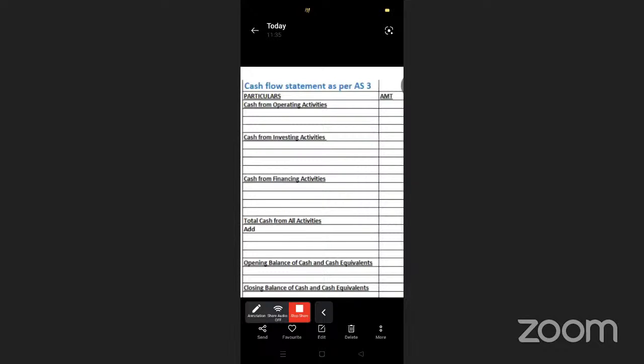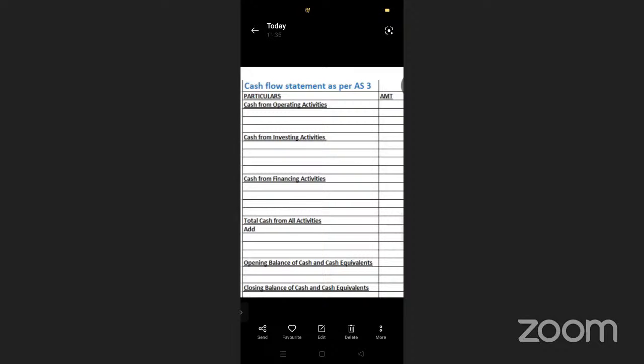So this is the cash flow statement. Under the cash flow statement, we have three main heads. The first one is cash from operating activities. The second one is cash from investing activities. According to AS 3, that is Accounting Standard 3, we have three heads: the first is cash from operating activities, the second is cash from investing activities, and the third is cash from financing activities.